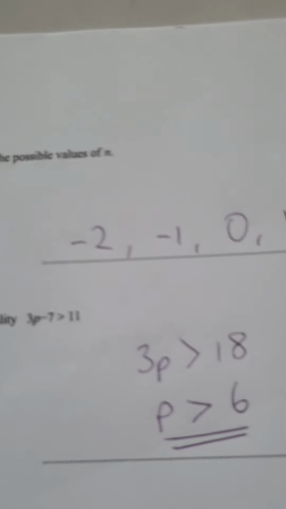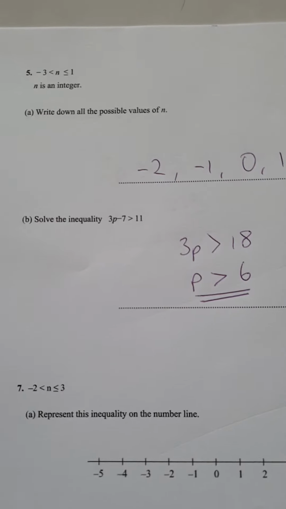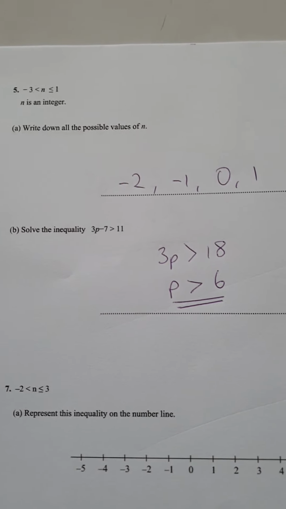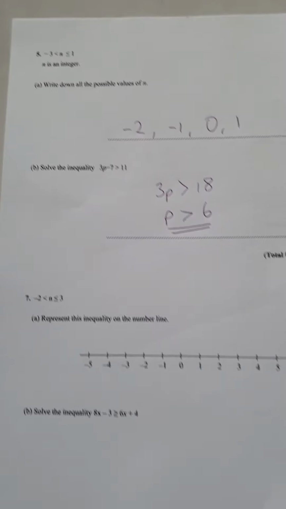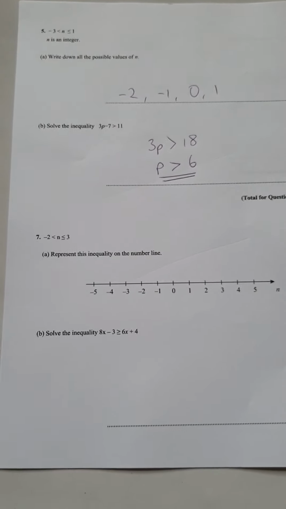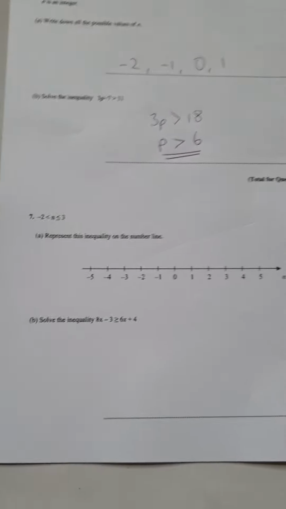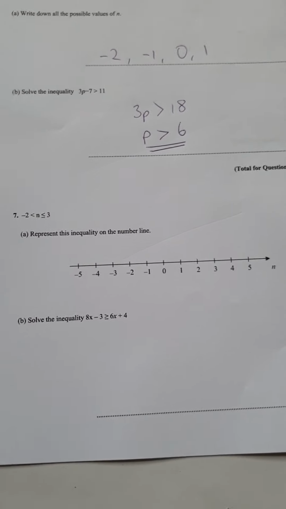Question 5 was again listing out the numbers. Question 5b was just solving a normal inequality. Now, if we move on to question 7, again, we need to write it on the number line. This time we've got a beginning integer and an end integer.